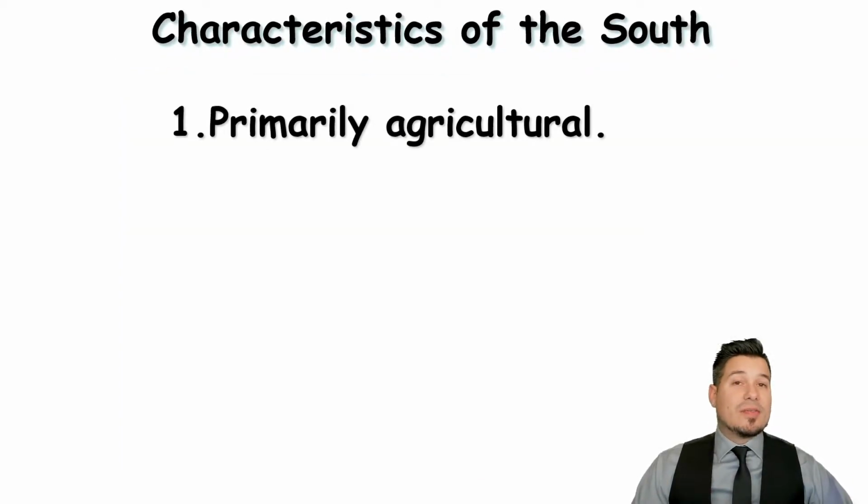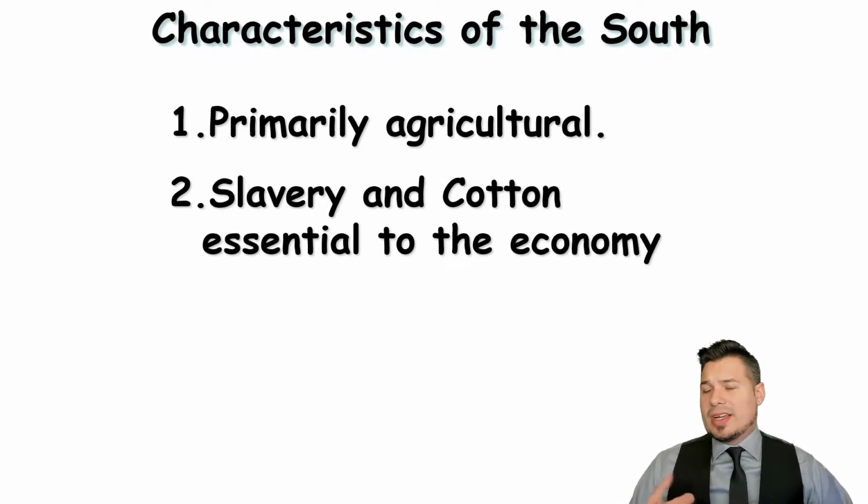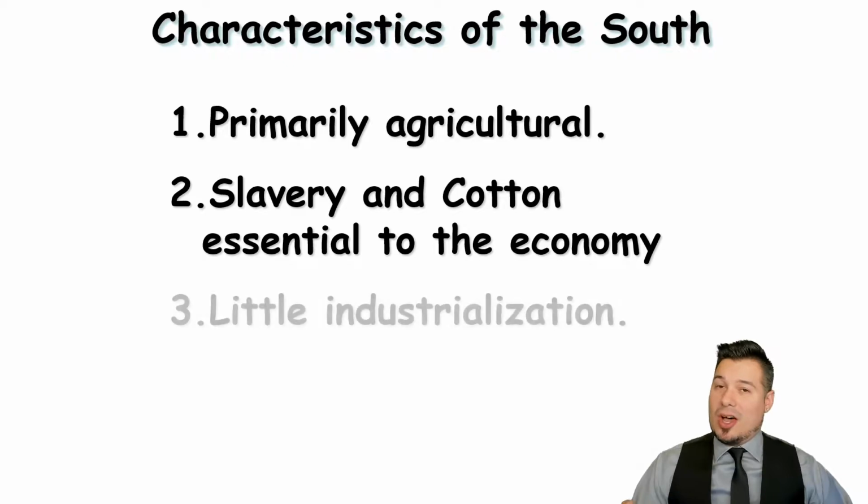So what are some characteristics of the South? Well, like we talked about before, it's primarily agricultural. So they're very much into crops, farming, etc. It's slavery, it's cotton. These are two essential parts of their economy. Again, you needed one with the other, at least they thought. Again, we know today you don't, but back then that's what they thought.